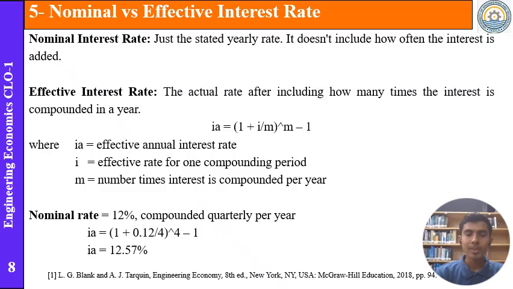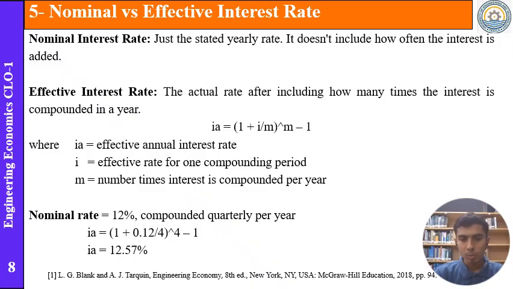Now I am going to explain the basic difference between the two different types of interest. These interest types are the nominal interest rate and the effective interest rate. The nominal interest rate is basically a simple interest rate that is stated yearly, so it doesn't include how much the interest is compounded in a specific period of time, or how often the interest is added. Moreover, the effective interest rate is basically the interest rate that updates its value after the compounding period.